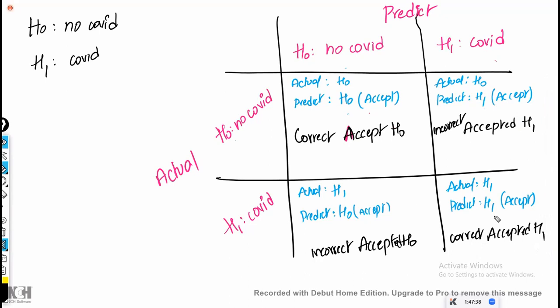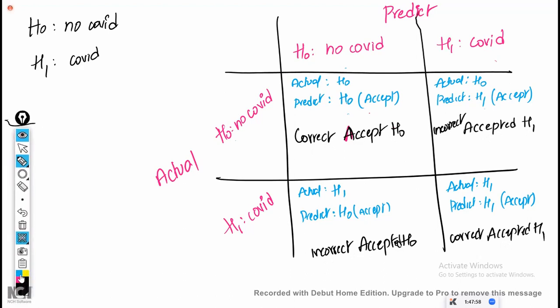Correctly accepted, whatever the cell is there, according to that I am writing. Correctly accepted H1, correctly accepted H1, correctly accepted H0, incorrectly accepted H0. Now, wherever there is accepted H0, I'm going to change it to rejected H0. Instead of accepted H0, I can write the second option: incorrectly rejected H0. You incorrectly rejected the H0.